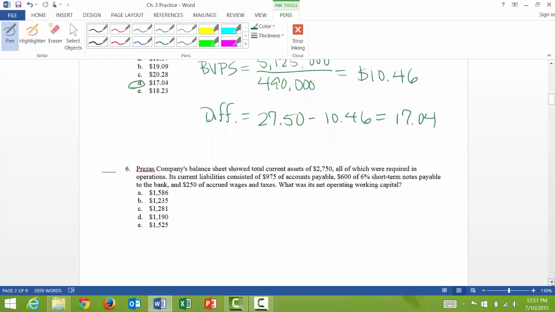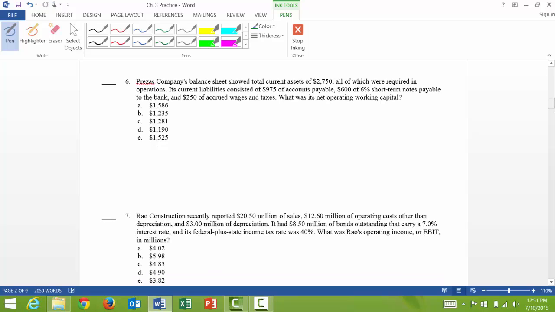And so let's look at question 6. Preza's company's balance sheet showed total current assets of $2,750, all of which were required in its operations. Its current liabilities consisted of $975 of accounts payable, $600 of 6% short-term notes payable to the bank, and $250 of accrued wages and taxes. So they basically just told us the current assets and then listed the current liabilities. What is its net operating working capital?